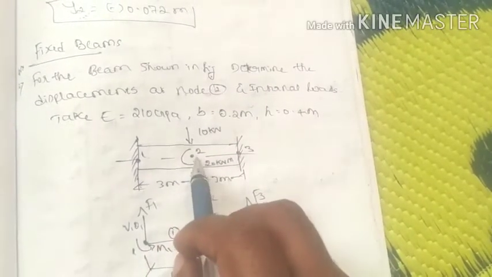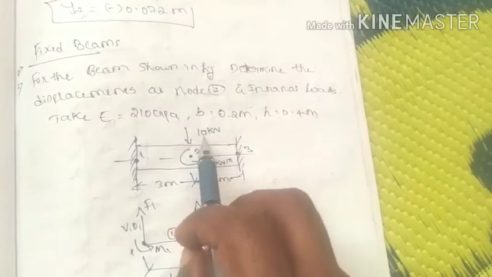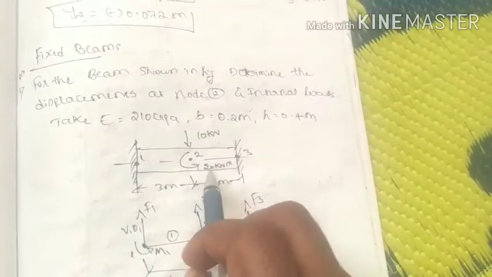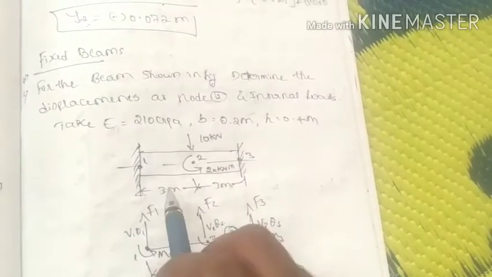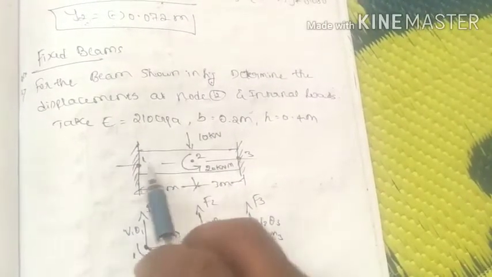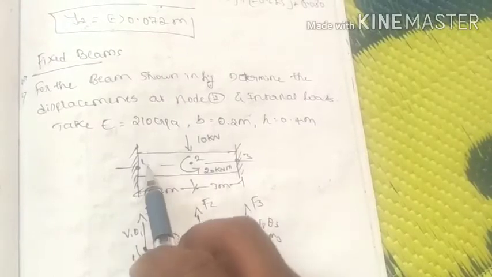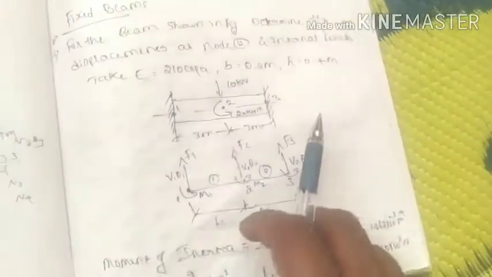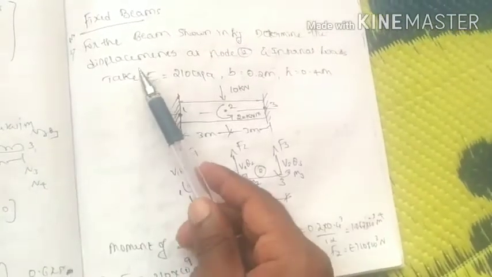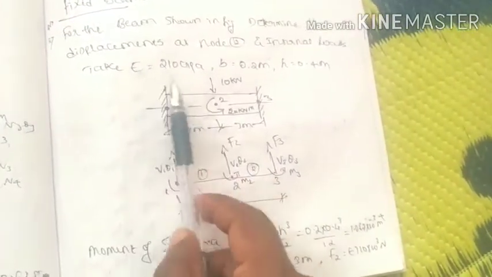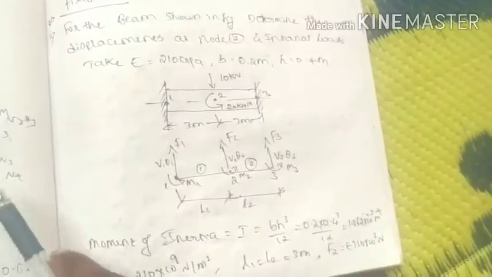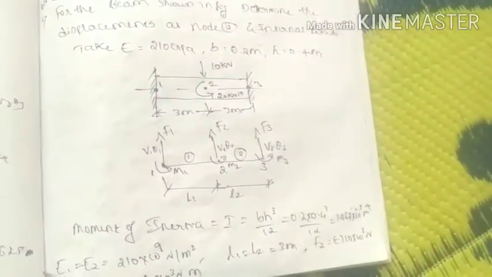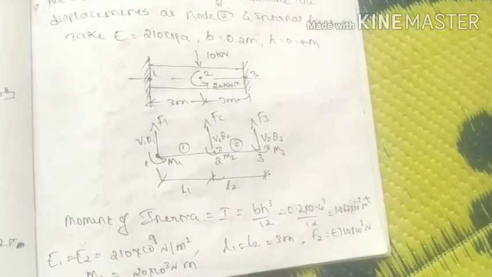At point 2 the point load is acting, and also a couple or moment of 20 kilonewton meter is acting, and the distance between 1 and 2 is 3 meter and between 2 and 3 is 3 meter. So using this we need to find the displacement at each point as well as the internal loads. Internal loads are nothing but shear force and bending moment at each point.